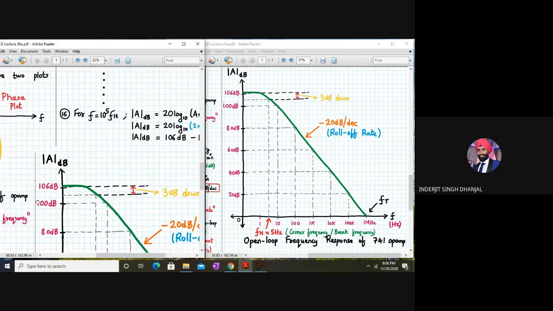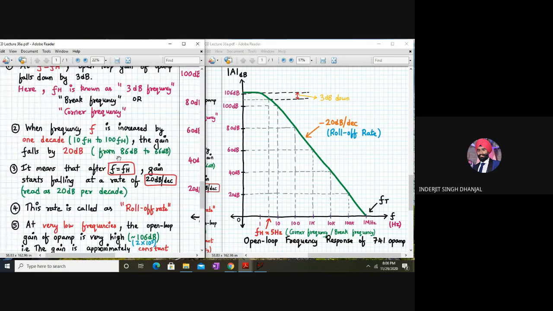So that proves the point that if your frequency increases by a decade, your gain falls by 20 dB. Let's check that here also. Over here at around 100 hertz, the gain is 80 dB. At around 1K, the gain is 60 dB. So by one decade increase in the frequency, the gain has fallen from 80 dB to 60 dB.